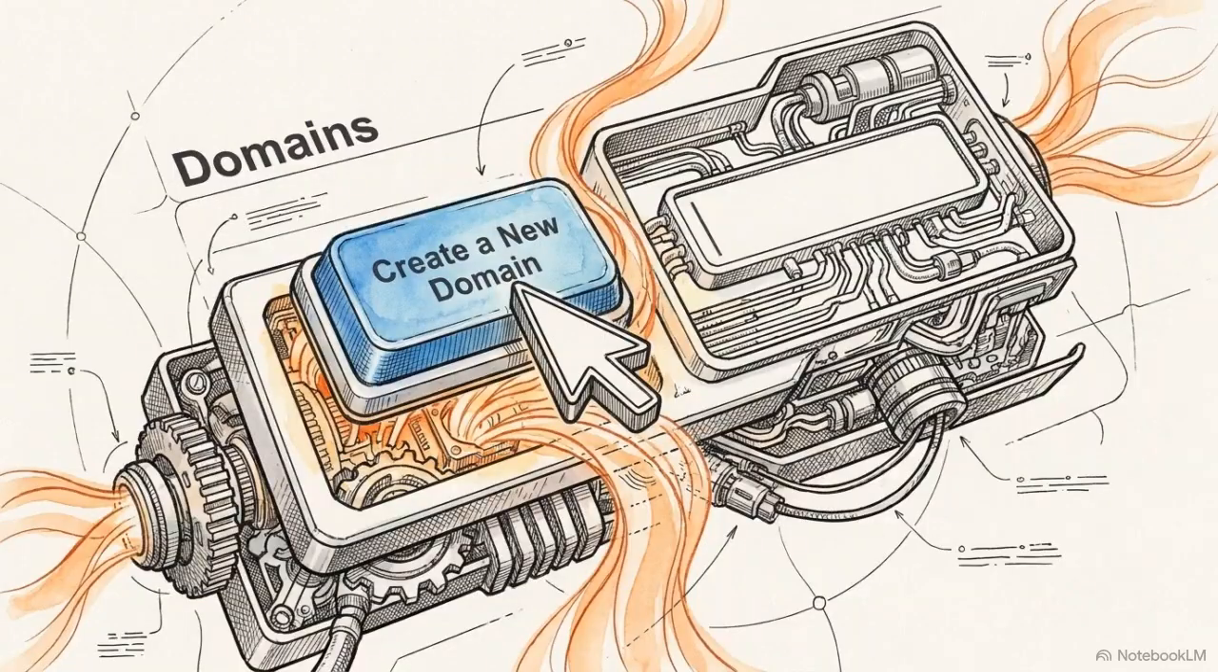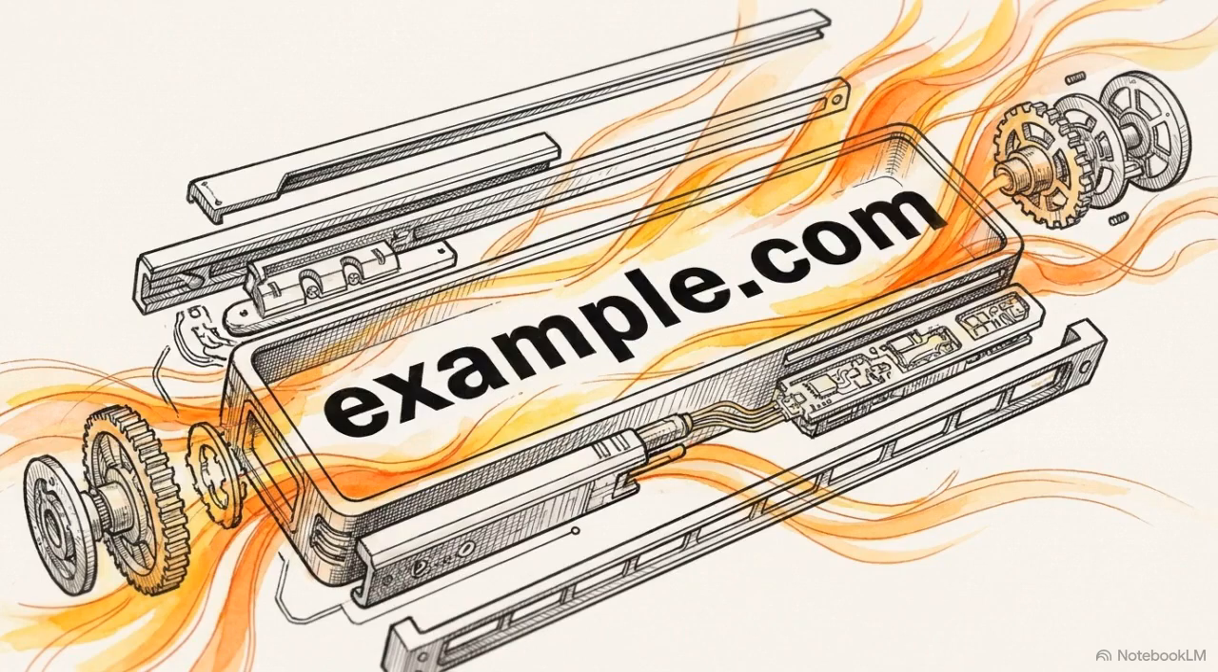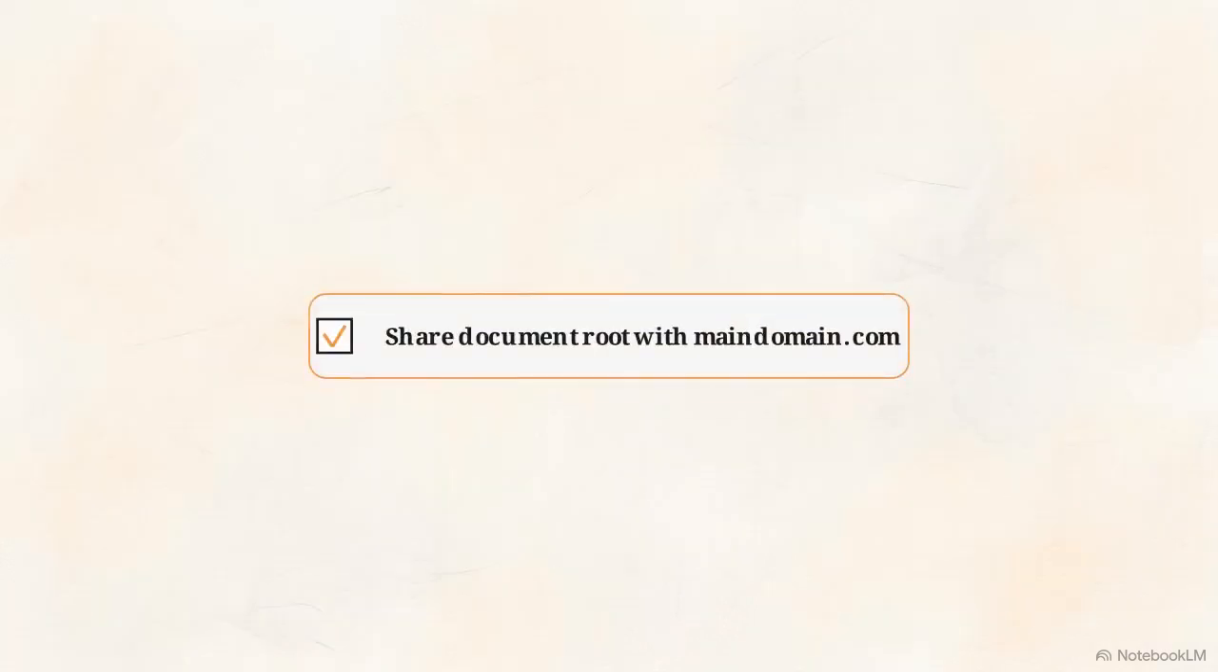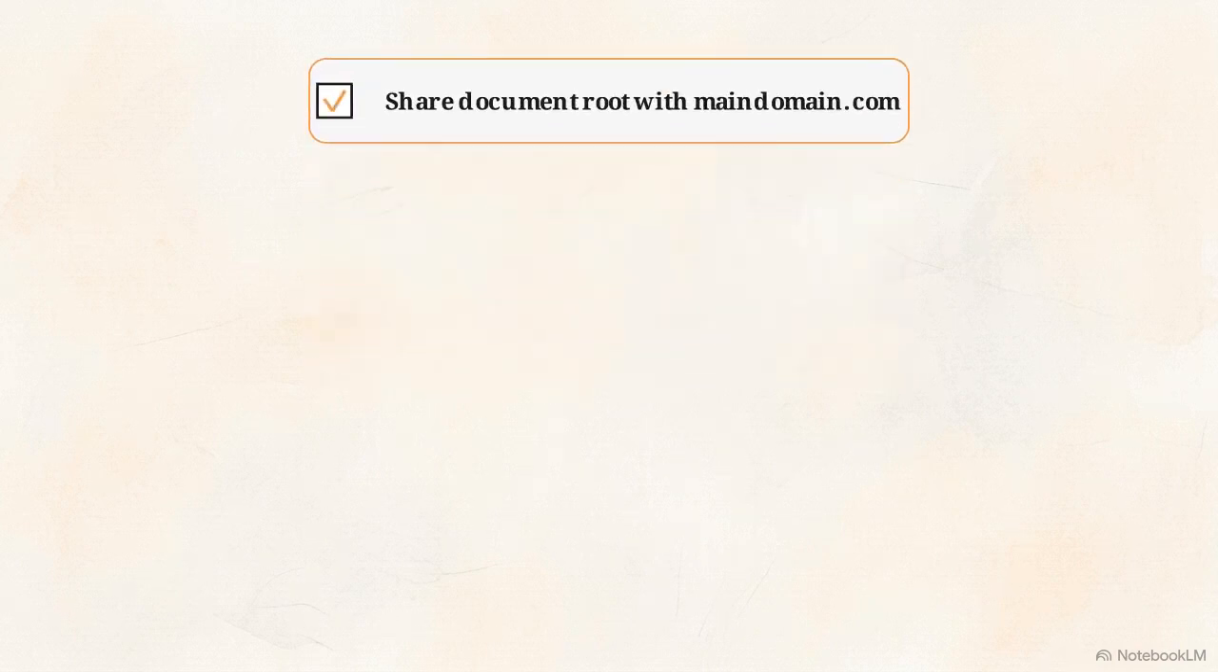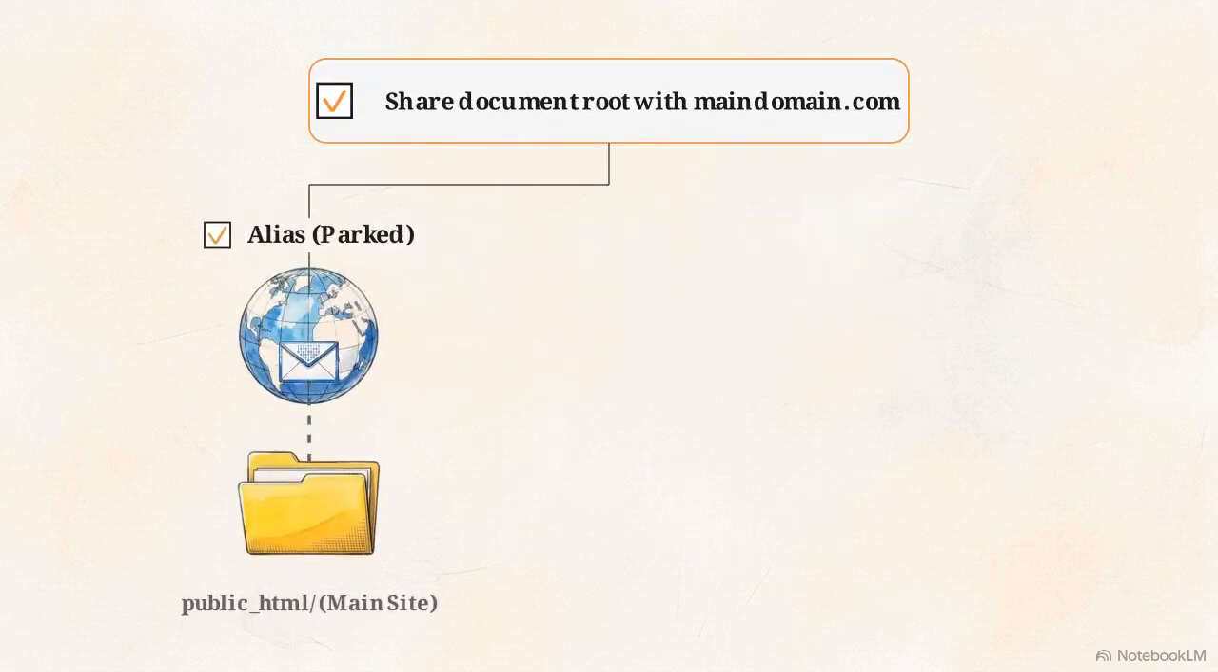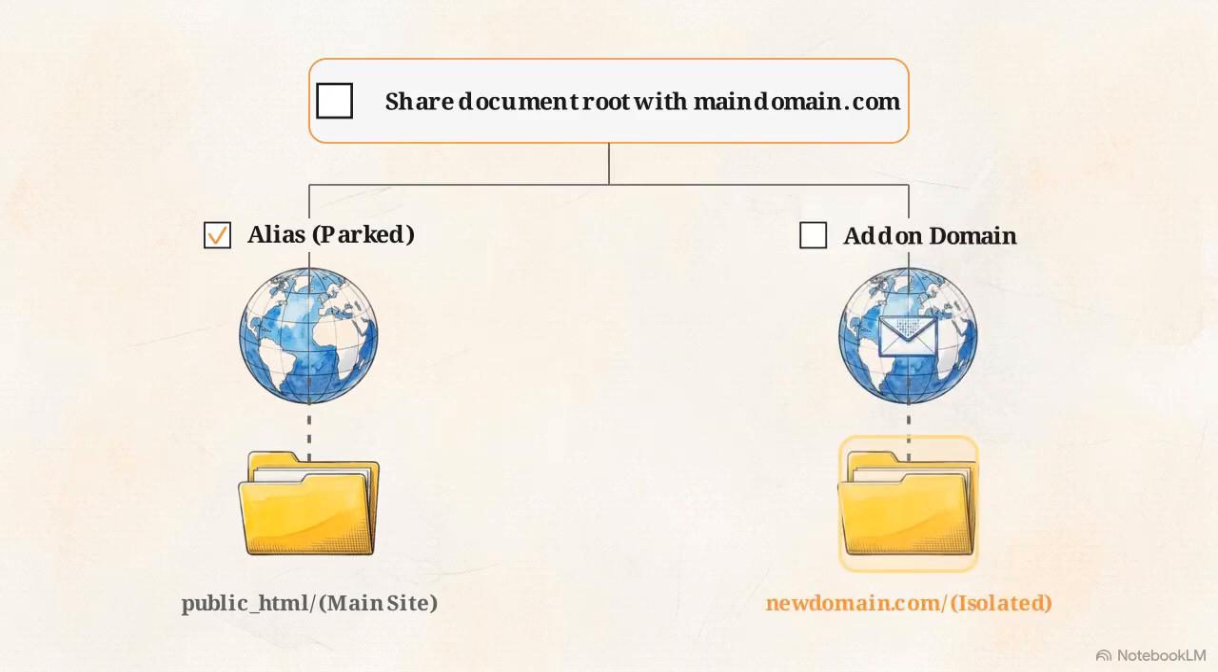Go to the Domain section, click Create a New Domain, and enter your domain name into the text box. Make sure you enter the fully qualified domain name. This must include both the name and the extension, such as example.com. Most importantly, uncheck Share Document Root. Leaving it checked creates an alias mirroring your main website's content. Unchecking it creates an add-on domain with its own folder, functioning as a completely independent website.